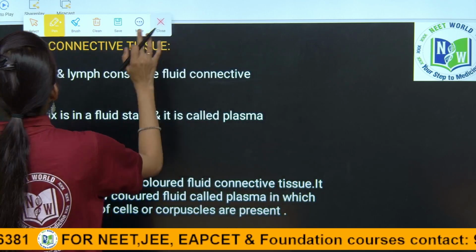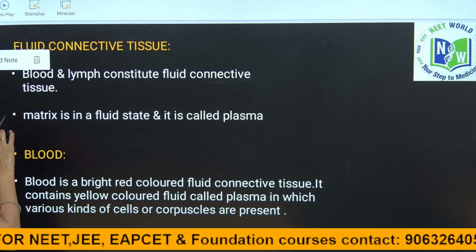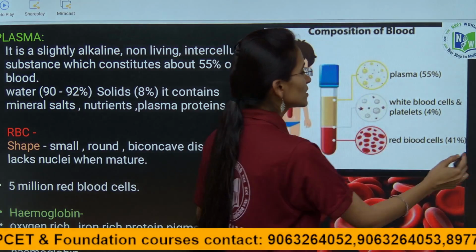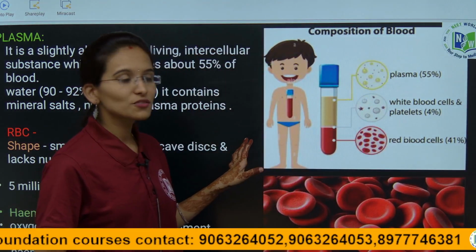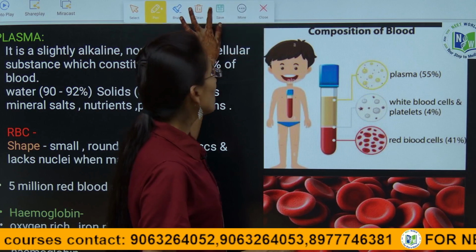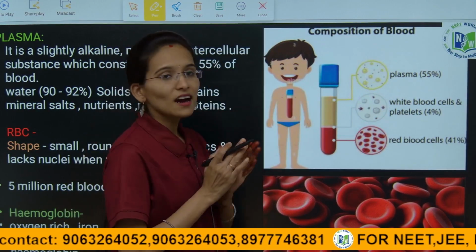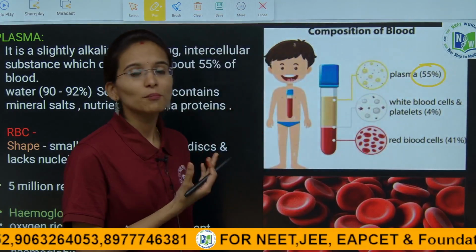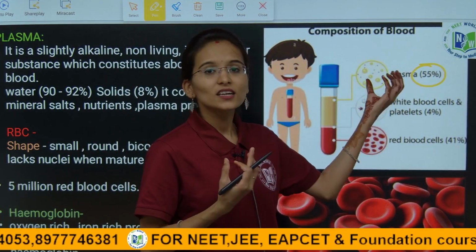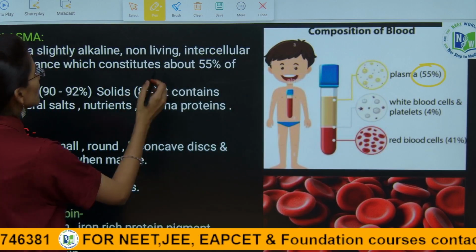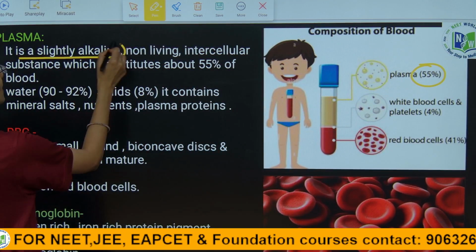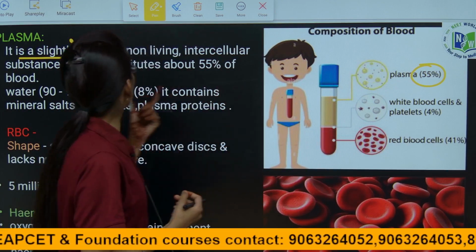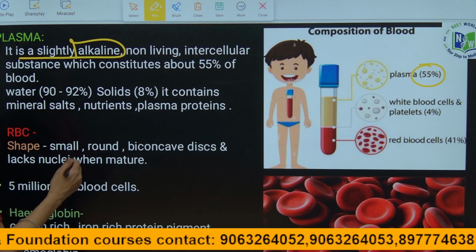Now coming towards the plasma. The plasma is the matrix present inside the fluid connective tissue. Now we will look into the plasma and its composition. Inside our blood, 55% is made up of plasma. It means 55% is composed of plasma. And the plasma is slightly alkaline. It is alkaline and non-living. It is a non-living intracellular fluid, and alkaline in nature.